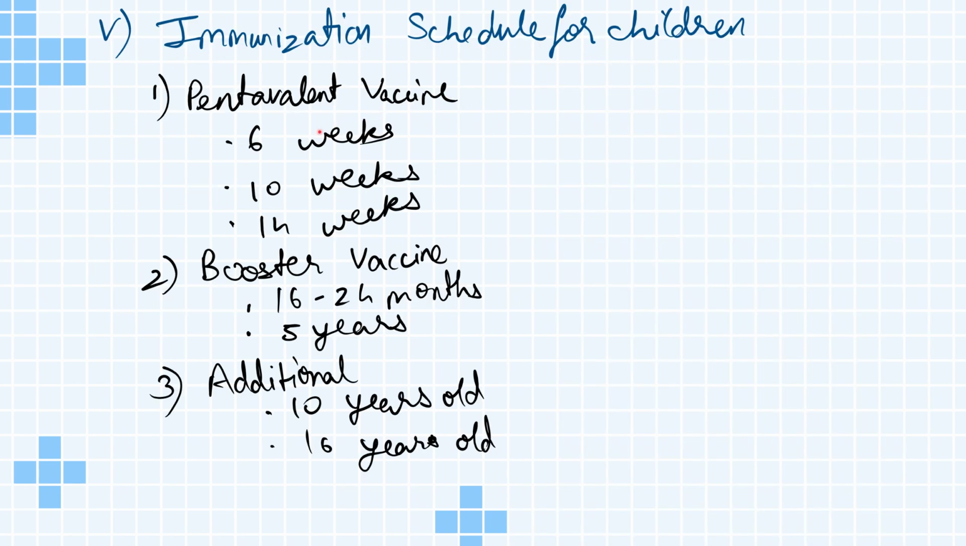Pentavalent vaccine is given at 6 weeks, 10 weeks, and at 14 weeks of age. Booster doses are given at 16 to 24 months and again at 5 years of age. Additional doses are given at 10 and 16 years of age.